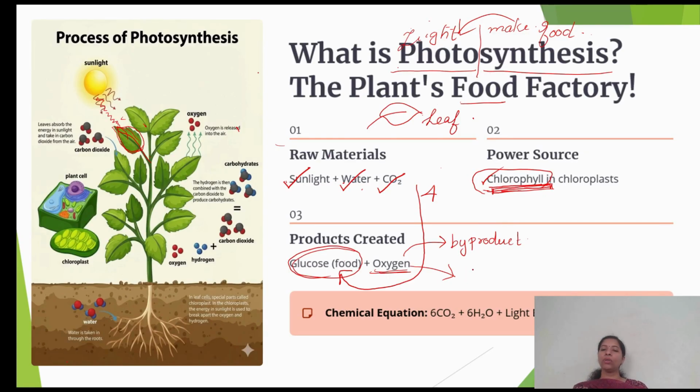How is it going out? It is going out through the small openings present in the leaves. So many openings will be there in the lower epidermis. So oxygen is going out through the small openings, which are called stomata. Now we will see how this process is happening in detail.